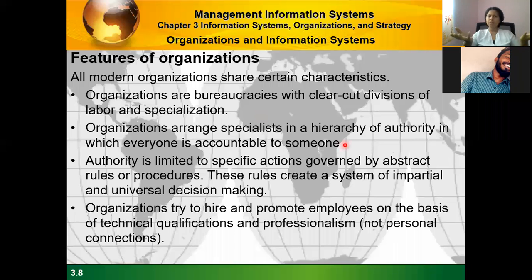What is the special feature of a hierarchy? What do you find in a hierarchy? You find different levels, right?